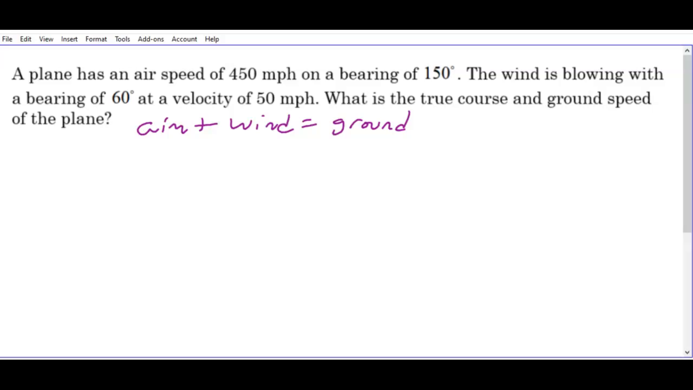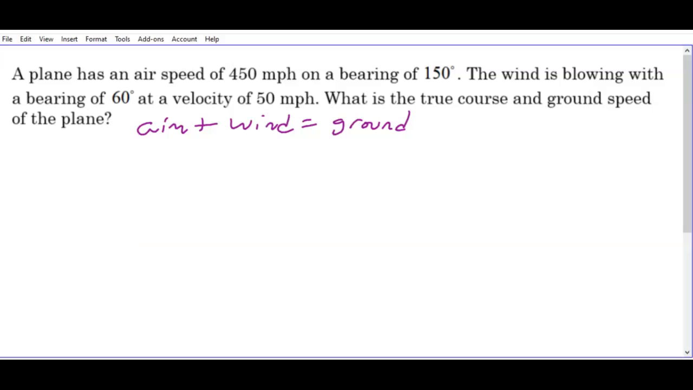Okay? So the first one, well, I guess this is the way. Sometimes I get confused whether I'm given the aim or given the ground. Well, in this case, it asks for what is the true course and ground speed. So it asks for the ground, or the true course, the one equal to it. So I'm going to add my two vectors together. So I'm given what the pilot's aiming at, and the wind is pushing it off.